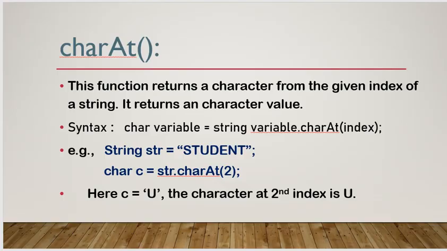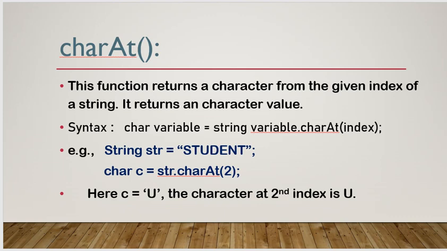Now moving on to our next function, which is charAt. Here the A is in capital letter. This function returns a character from the given index, meaning the position number of the character of the string. So this function returns a character value, the character that is present at a specific index. As we have learned already, the index starts from the position 0. So whatever the index is, it just returns the character present at that index.